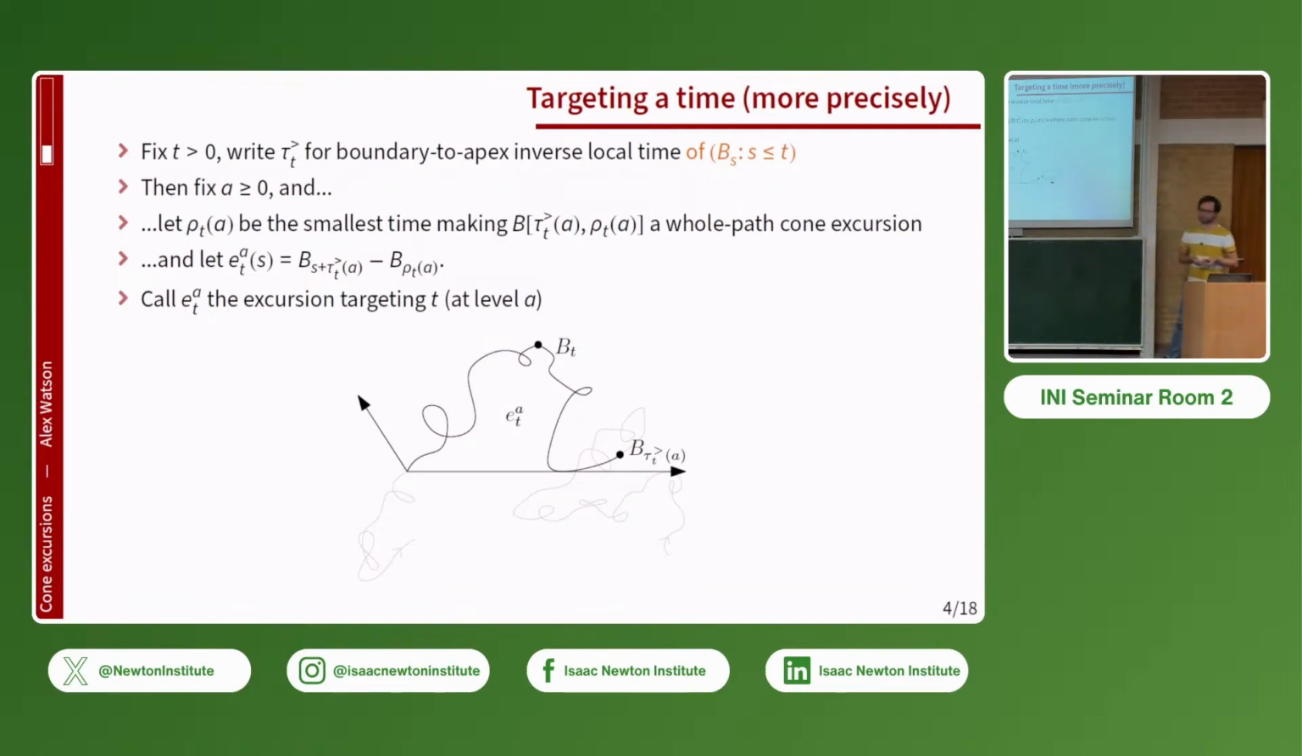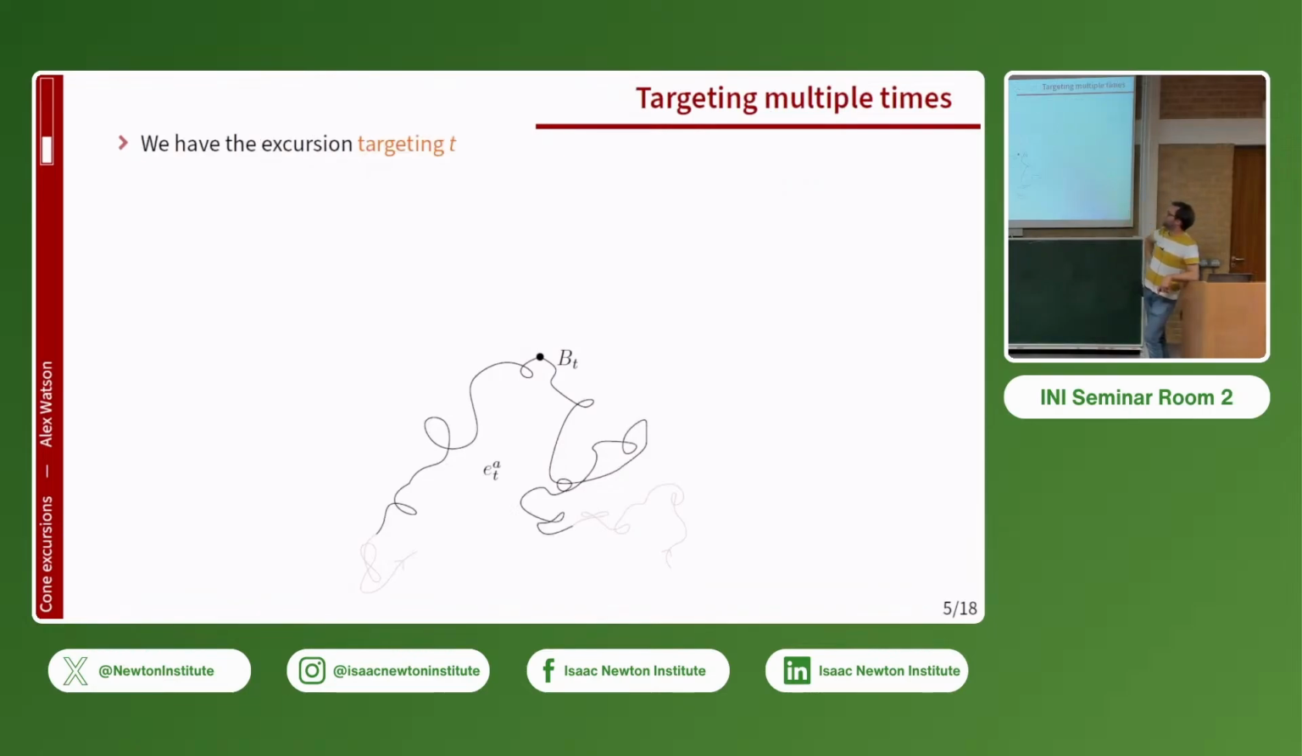Okay. So this is going to be the sort of object that I'm interested in. Now, that's targeting a single time. What if I want to target 2 times? So here's one of these excursions that targets t. But what if I'm interested in another t prime? So here's t prime. You probably can't see this in the gray in this projector.